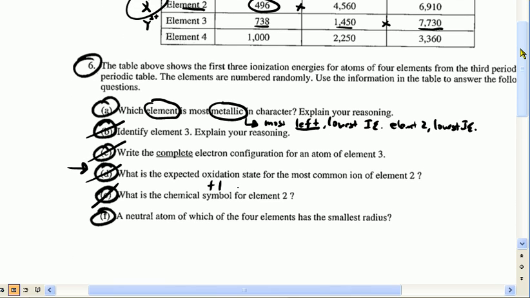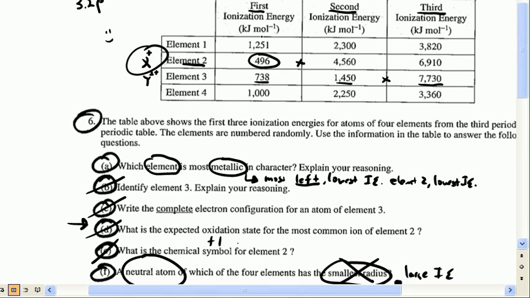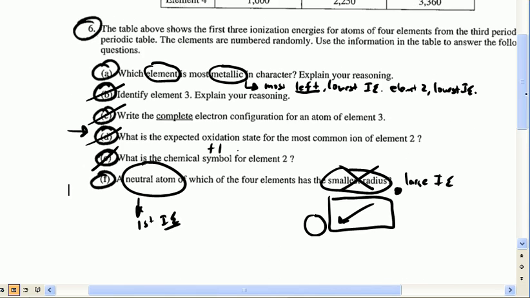A neutral atom of which of the 4 elements has the smallest radius? Okay, well let's first recall that large radiuses are up here, so small are here. Another way of saying this is it would have a large ionization energy. And it said neutral atom, so that means we're talking about the first ionization energy before it's lost any electrons. So we go up here on the chart, element 1 has the largest. And it doesn't ask you to explain, although you have to go through that logic to figure it out. Thus, they did not ask you to explain it.